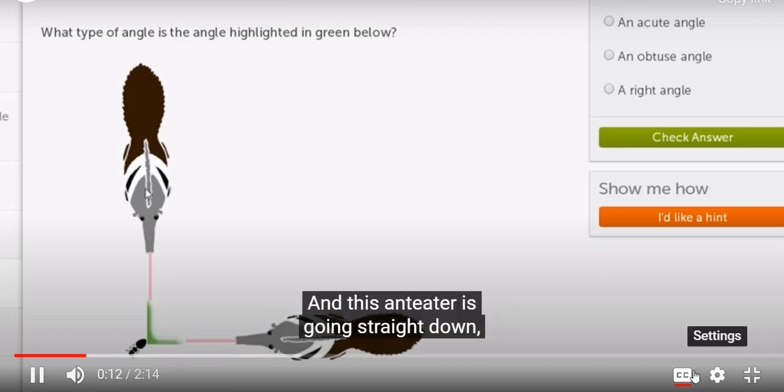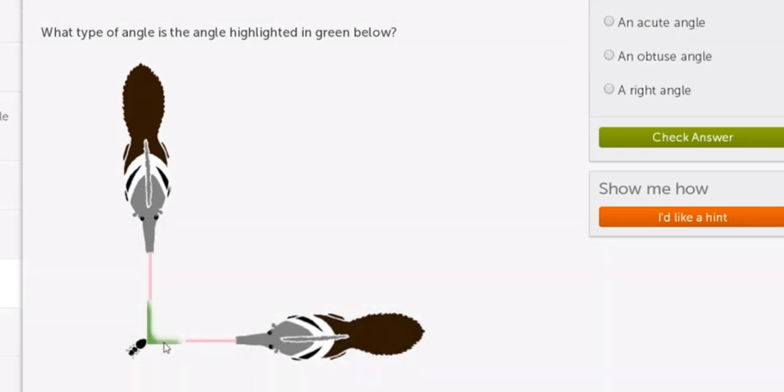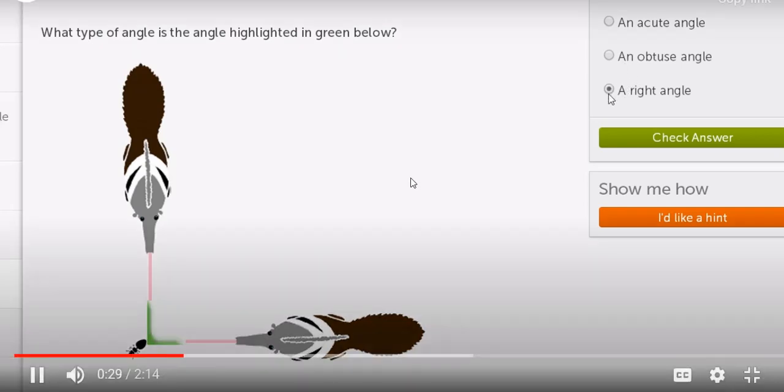And this anteater is going straight down, or at least on my screen it looks like it's going straight down. And this anteater is going straight to the left. It looks like this is a right angle or a 90-degree angle. And so if I had to pick between any of these, it looks most like a right angle.